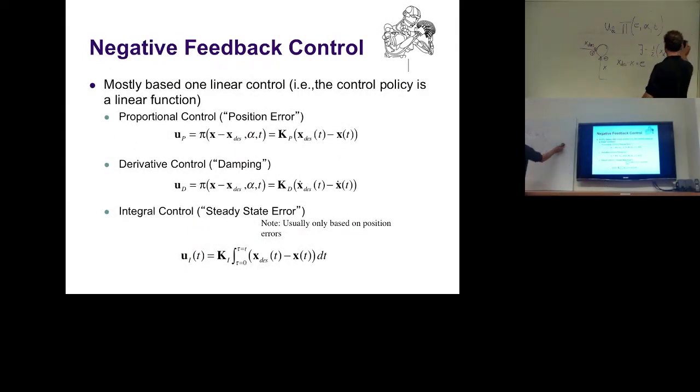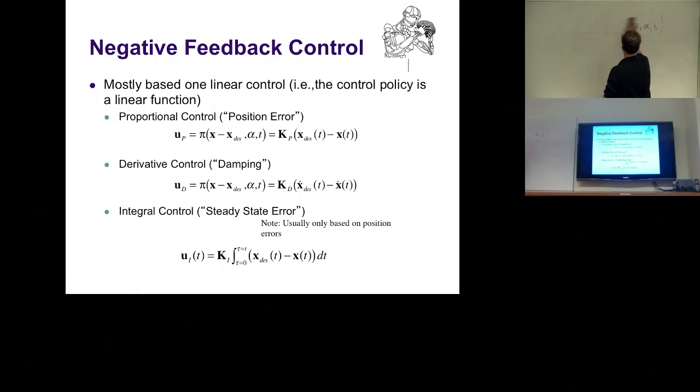So let me erase things here. And I want to basically formalize the different controller kinds in more detail, in particular the negative feedback control. So we had the generic equation. I should actually have not erased that. So we have U feedback equals some control policy of error, then potentially parameters alpha and time.